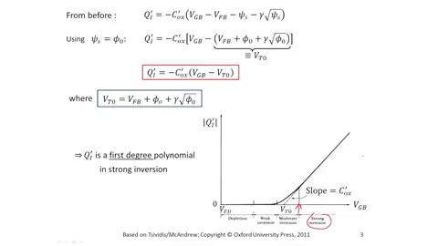Notice that we have assumed a uniformly doped substrate, no implantation of other dopants for now. So everything I'm telling you applies to uniform substrates. So we have seen now that we can simplify the general inversion equations to get really simple equations in strong inversion. And in the next video, I will do the same thing for weak inversion.